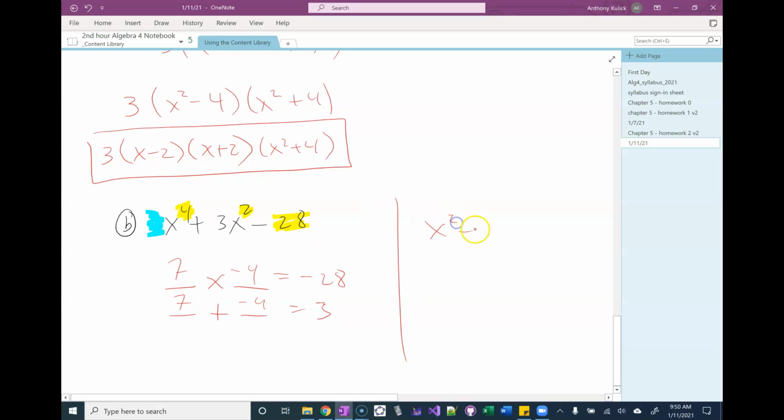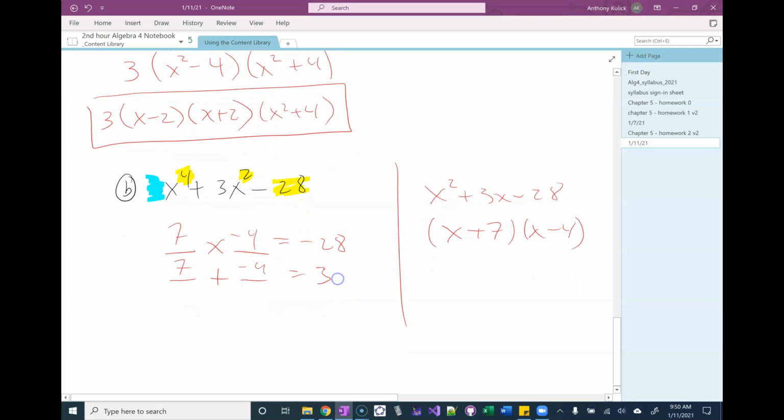Just as an aside, if we had x squared plus 3x minus 28, we just write this as x plus 7, x minus 4, right? Here, though, we have x to the fourth plus 3x squared minus 28. So this is going to be x squared plus 7 and x squared minus 4. Basically, the rule of thumb is whatever that middle exponent is will be the exponent in your factors, which was just the same case here, right?